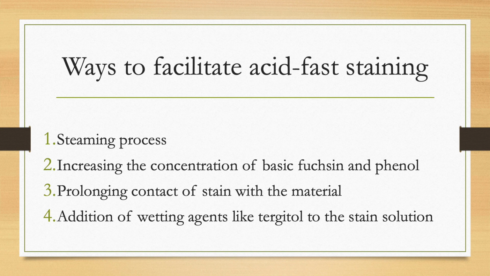So, what are some ways to facilitate acid fast staining of your mycobacteria? As we discussed earlier, either you can steam it, that is your Ziehl-Neelsen technique, or you can increase the concentration of basic fuchsine and phenol, that is your Kinyoun method. You can also have prolonged contact of the stain with your bacteria, and you can add agents like tergitol to the stain solution. So these are what we call wetting agents, which decrease the surface tension of a stain for better permeability into the cell wall.